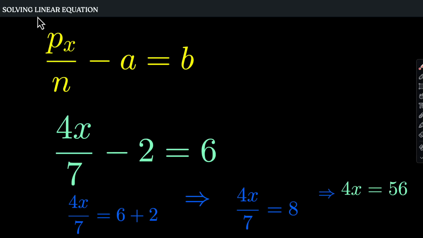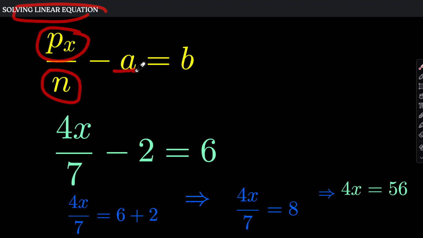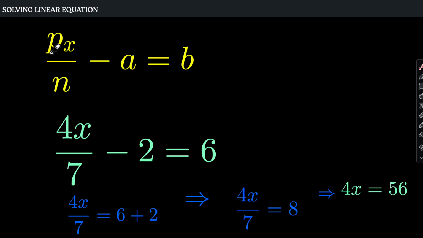Welcome to a new lecture, and today we will be solving a linear equation which is in the form of px divided by n minus a equal to b. Here p is the coefficient, x is the variable, n is a constant, a is a constant and b is a constant. So let us take an example. 4x divided by 7 minus 2 is equal to 6.